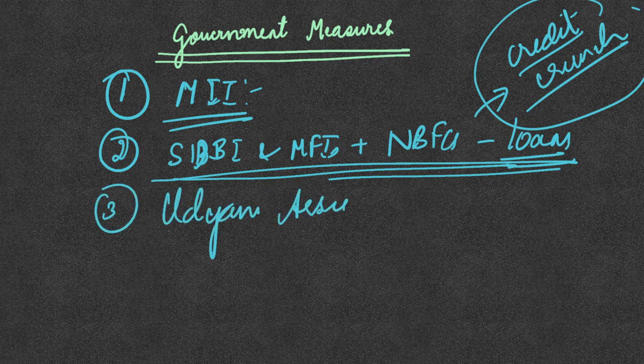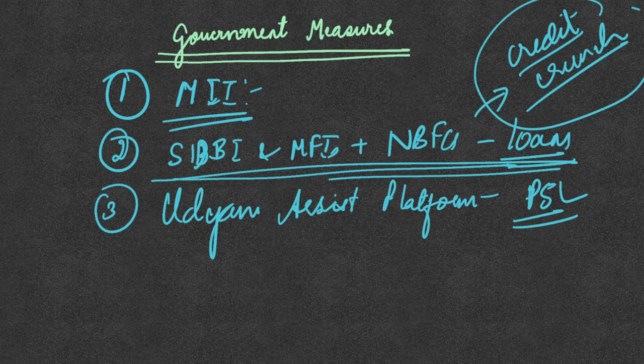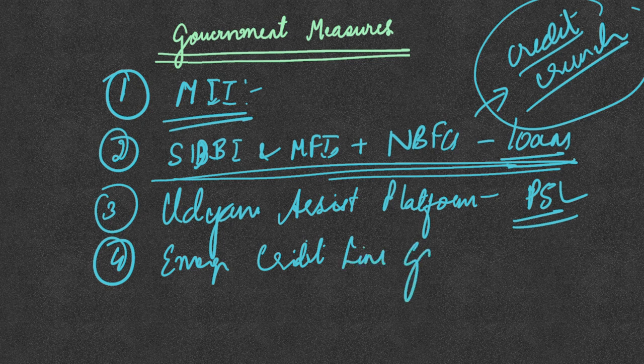Udyam Assist platform. This was brought this year itself in January 2023. This is basically where those MSMEs which get themselves registered, for them priority sector lending can be facilitated. So this is just to encourage more formalization of the MSMEs. So this can be your commentary: this encourages formalization of the MSMEs. Next, you can talk about the emergency credit line guarantee scheme.